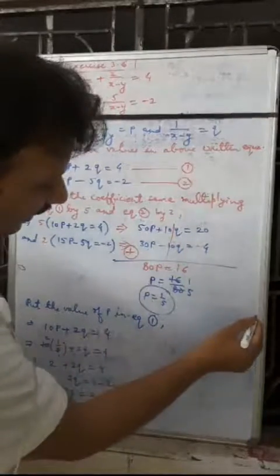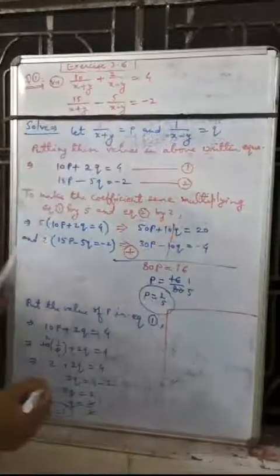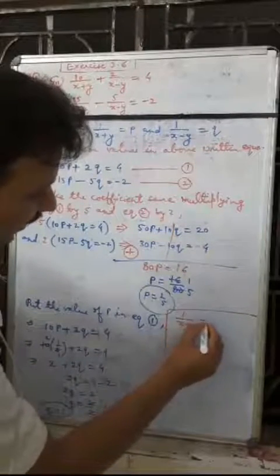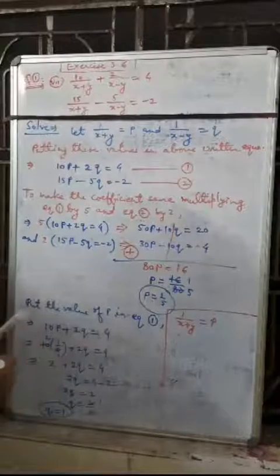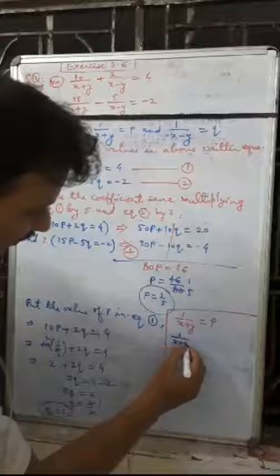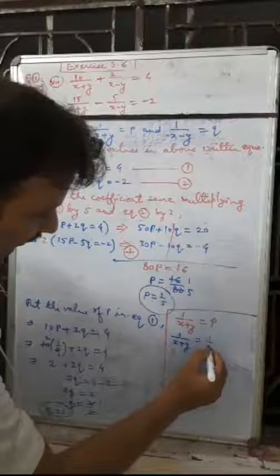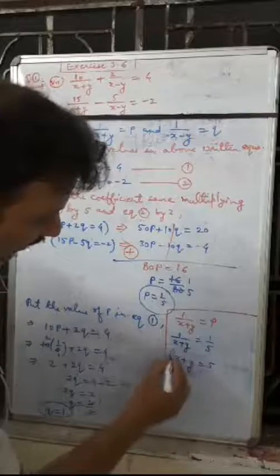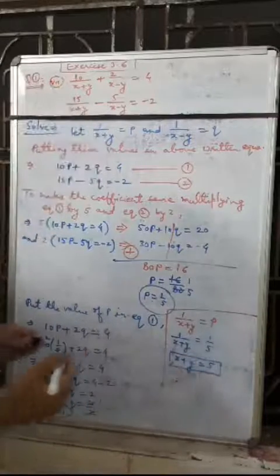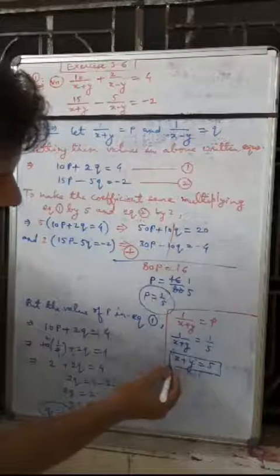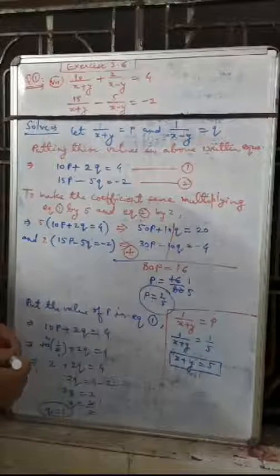Now we have what we assumed at the beginning of the problem: 1 upon x plus y is equal to p. So put here 1 upon x plus y is equal to 1 upon 5. Taking the reciprocal, x plus y is equal to 5. So we have one more equation. We haven't got the solution yet. x plus y is equal to 5.